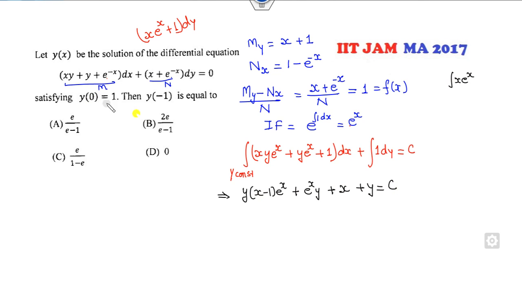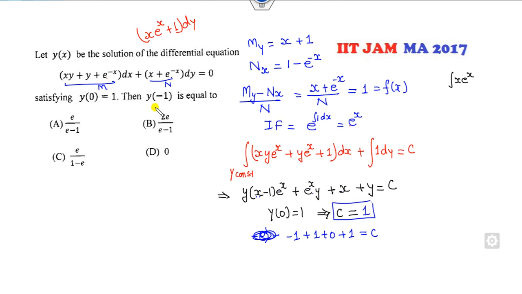Fine. Now y of 0 is my 1. So what is the value of the c? Y of 0, x is 0. So what is that? X is 0 is a minus 1 e raised to power 1 plus e raised to power 0. E raised to power 0 is 1. It's a minus 1. So it's basically a minus 1. This is my plus 1. This is my 0. This plus 1 is my c. So c will be my 1.